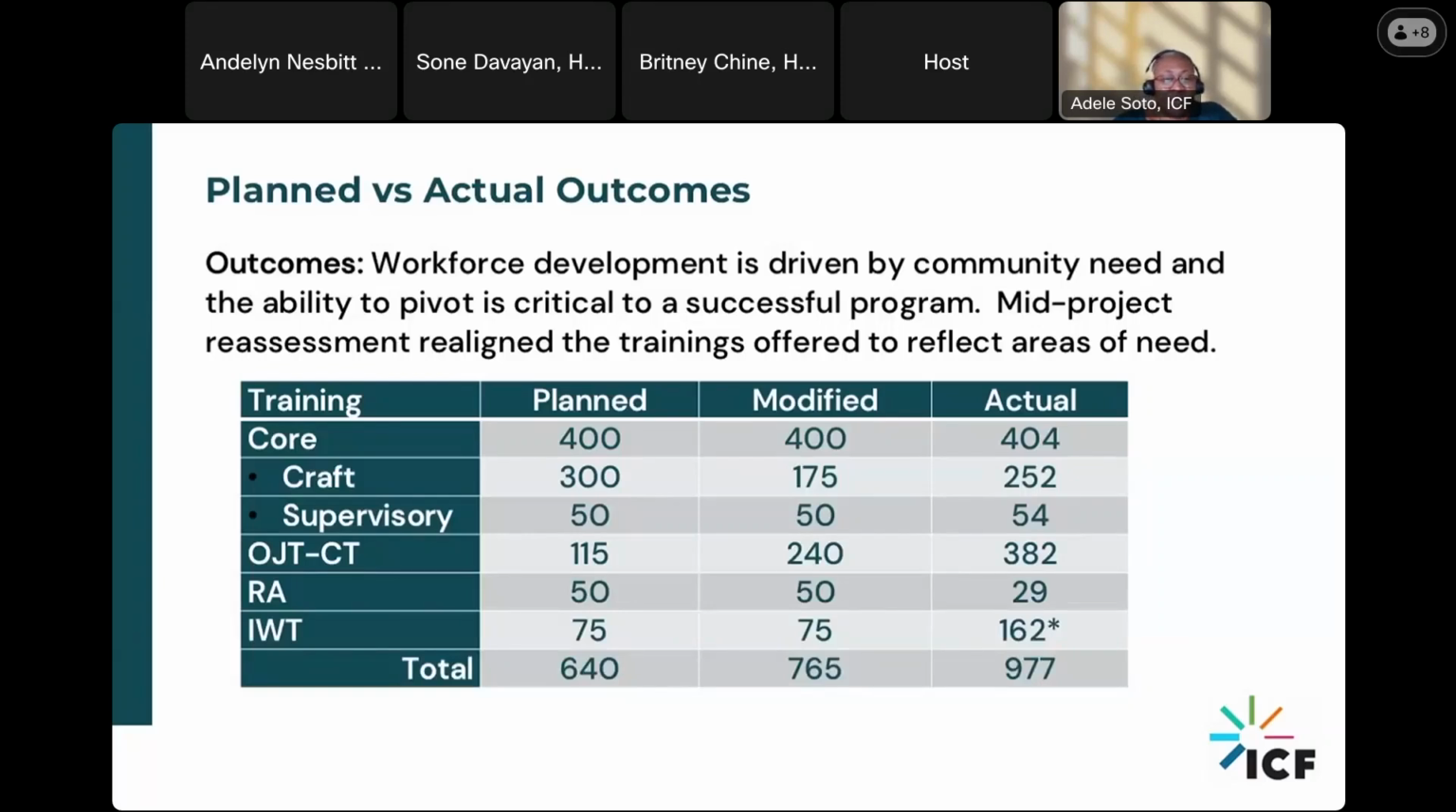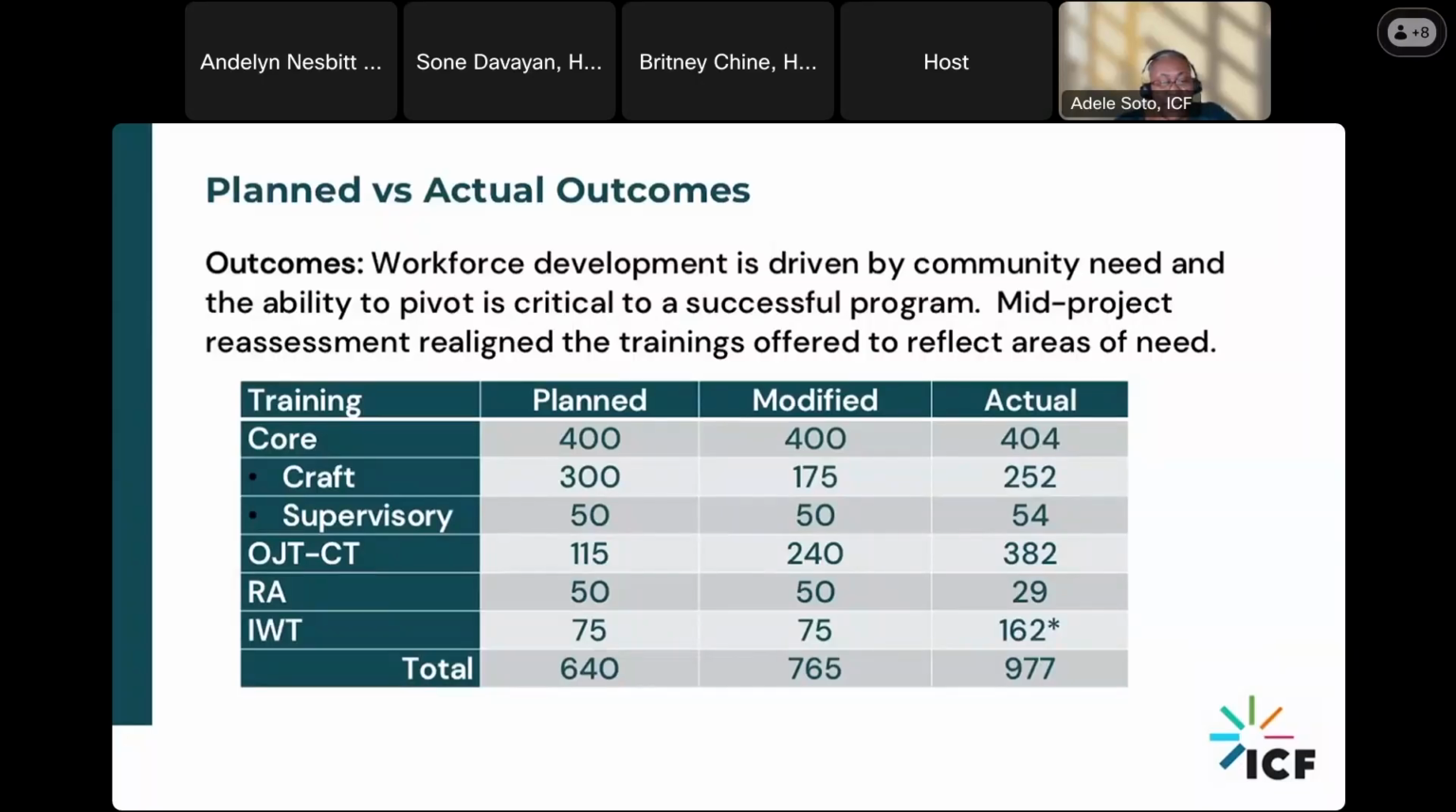We retained 400 individuals to be trained in the core construction skills. However, there was a reduction in the craft skills training slots from 300 to 175, and we removed masonry and carpentry options and added arc welding to the craft list. We also added 125 slots to the work-based learning category for either on-the-job training or customized training, primarily in the hospitality sector. Through this modification, Skills for Today was charged with serving 765 participants throughout the life of the project.